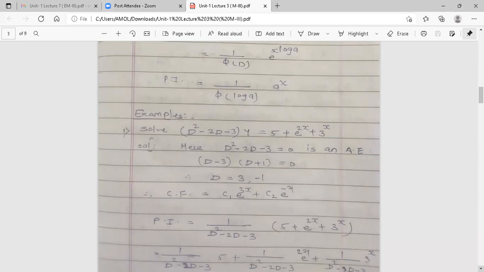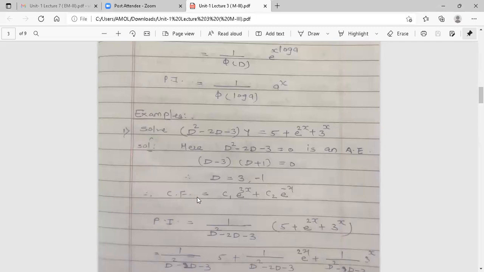First example, solve d square minus 2d minus 3 into y is equal to 5 plus e raised to 2x plus 3 raised to x. Now this is the reduced form of LDE, phi of d into y is equal to f of x. Here d square minus 2d minus 3 is equal to 0 is an auxiliary equation. It is a quadratic equation, so it has two factors. We can write it as d minus 3 into d plus 1 is equal to 0. So the factors are d is equal to 3 and minus 1.